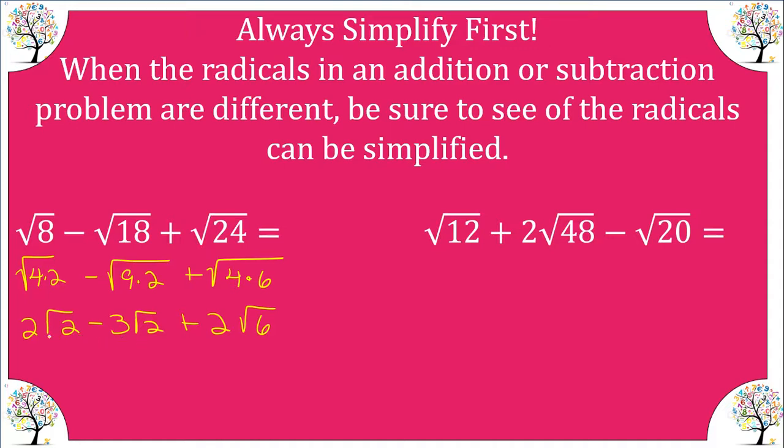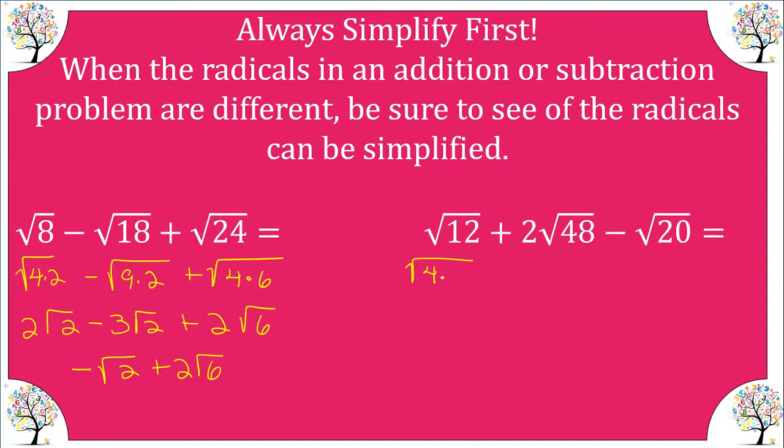So we can see that these first two terms can be combined. So 2 minus 3 is -1 times the square root of 2 plus 2 times the square root of 6. So don't force it and try to make it happen. This is your final answer. Okay, let's take a look at one more example together.